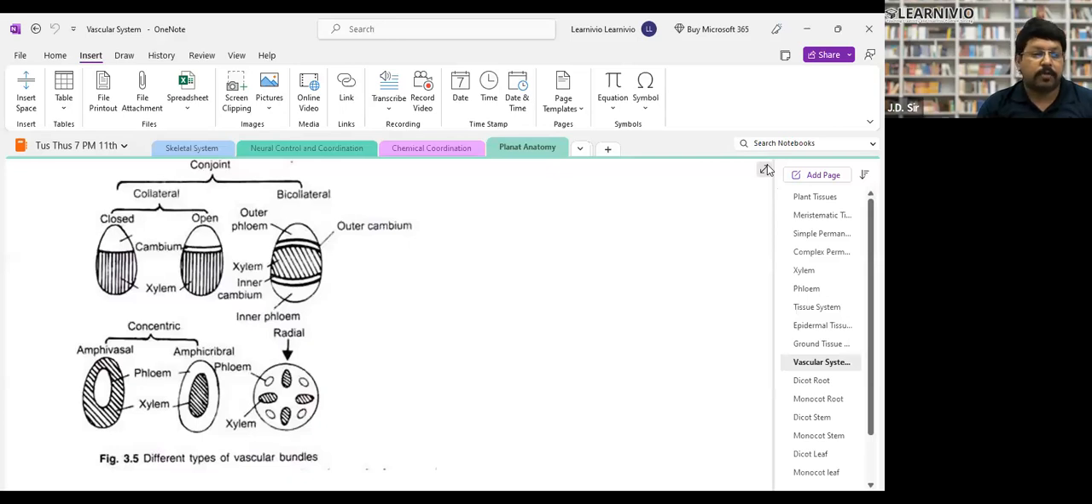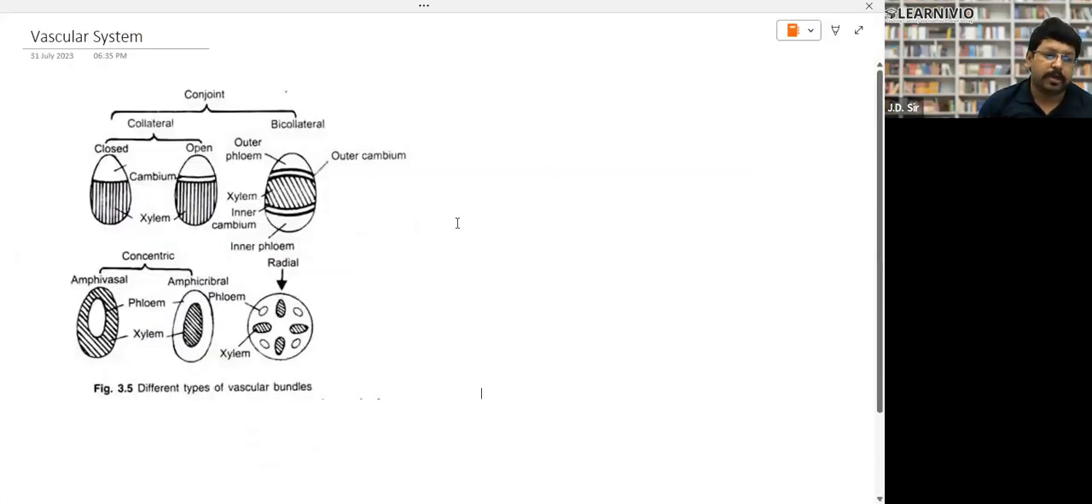Look, vascular bundles, we have already understood that vascular bundles are made up of two things, xylem plus phloem. So they are the combination of xylem plus phloem, collectively called vascular bundle. Vascular bundle may be of two types: conjoined or concentric, right?